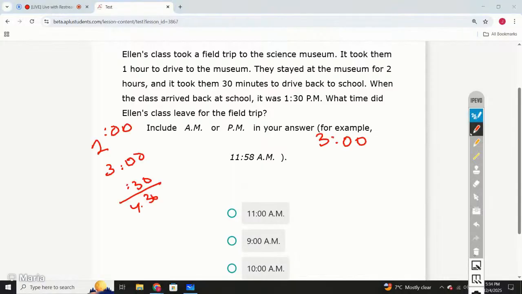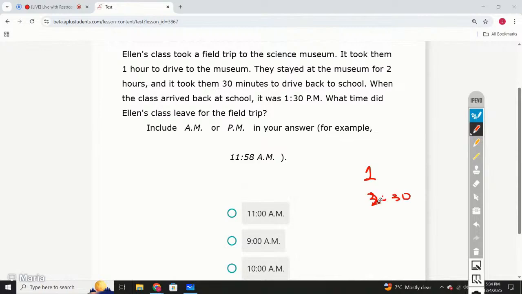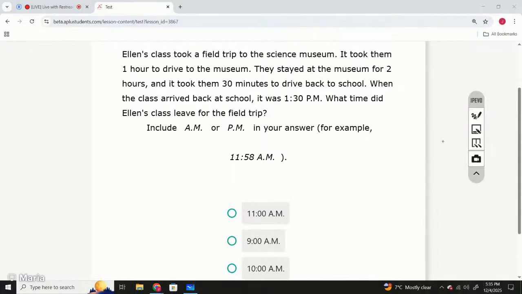1 hour to drive to the museum, 2 hours at the museum, and 30 minutes to drive back to school. So that means 3 hours 30 minutes. What time did the class leave for the trip? They came back at 1:30. That means they spent a total of 3 hours 30 minutes. So go back 3 hours and 30 minutes. 1, 12, 11, 10, and go back 30 minutes. So that is 10 o'clock. Option number 3 is the correct option.